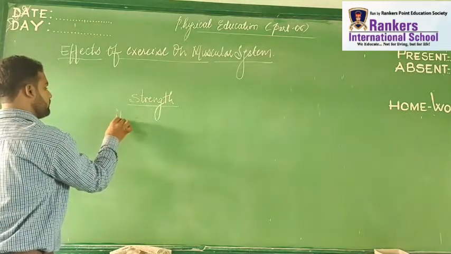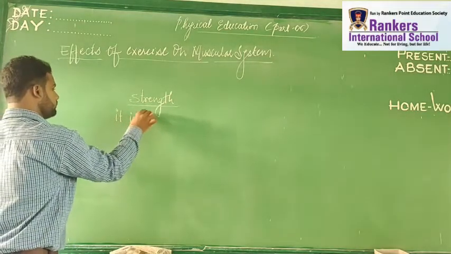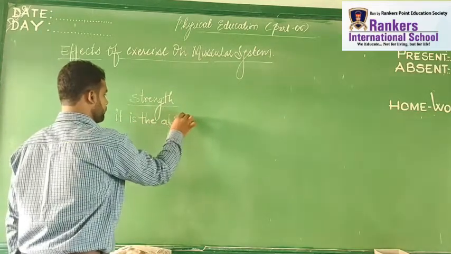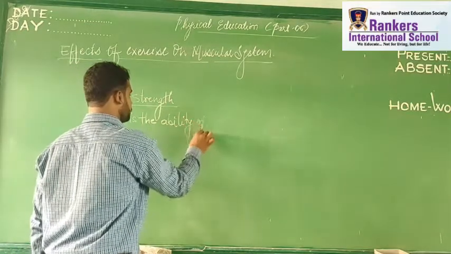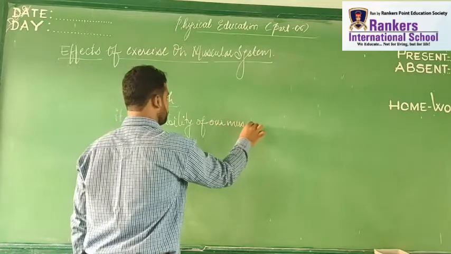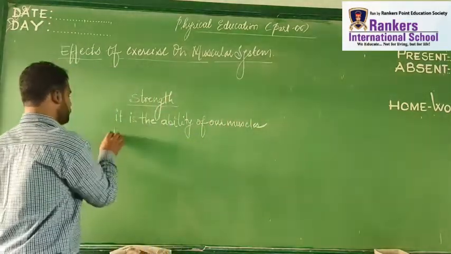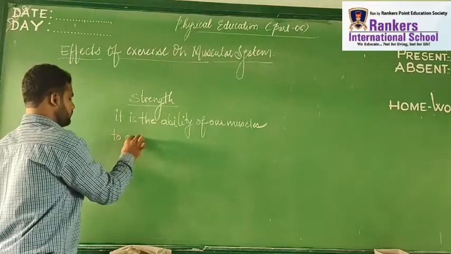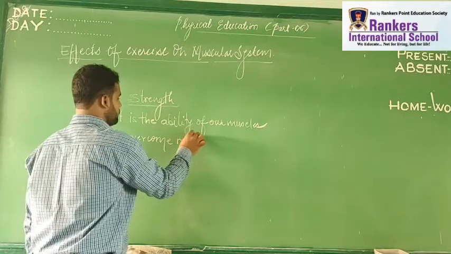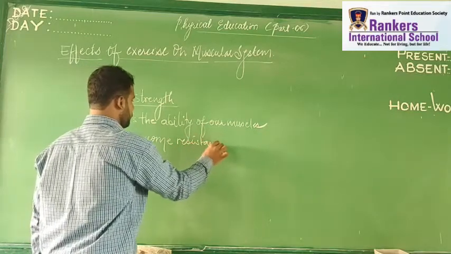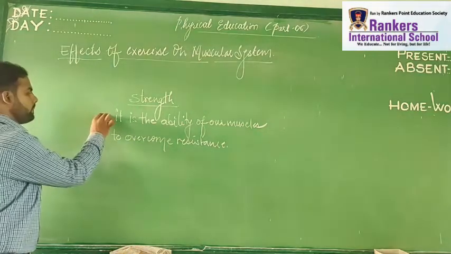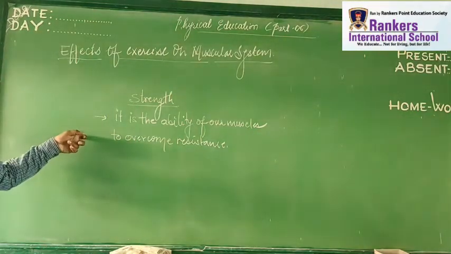Strength is the ability of our muscles to overcome resistance. So the ability of our body to overcome resistance is called strength.